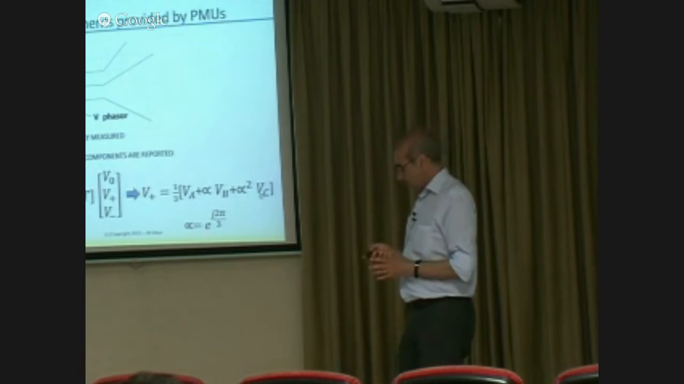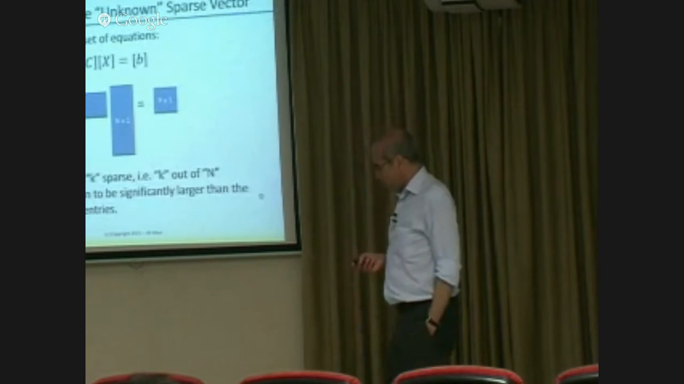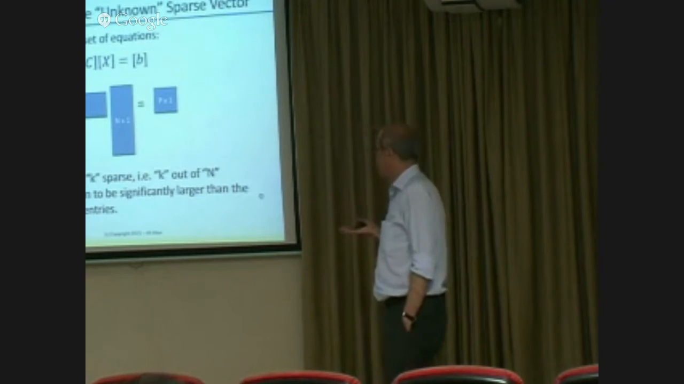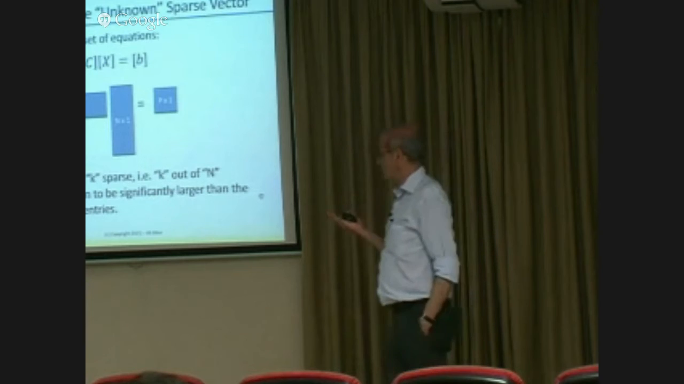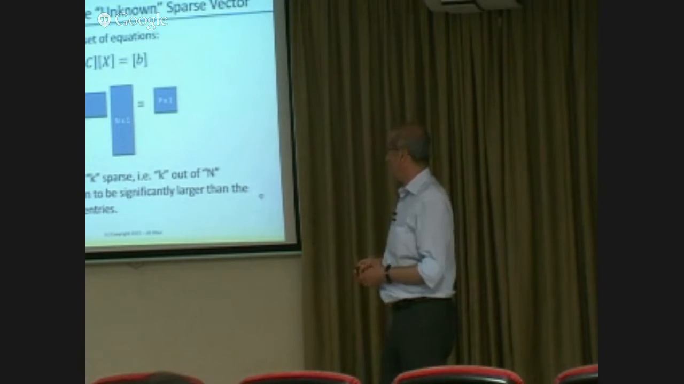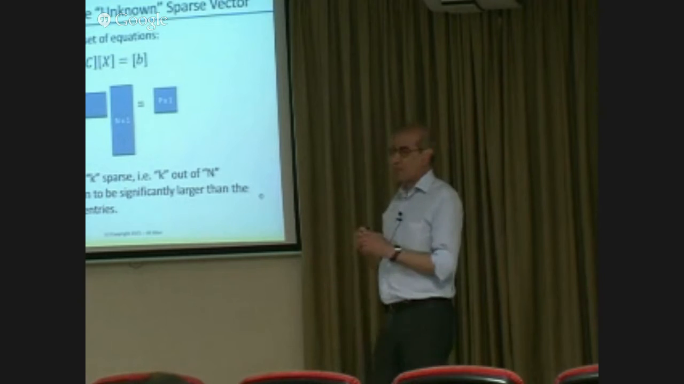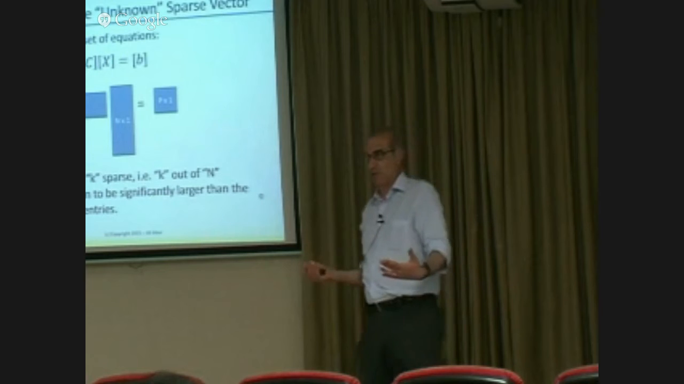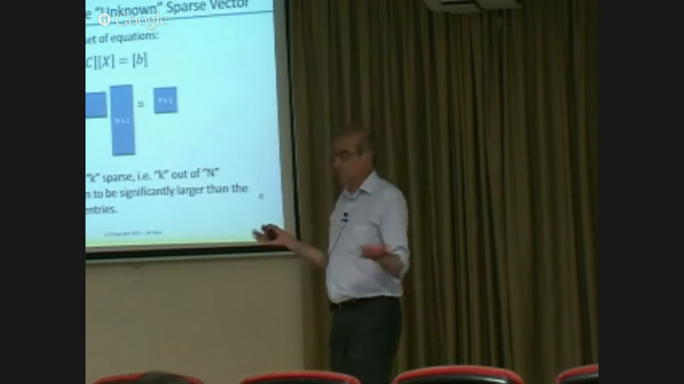So what do we do with that? Before we do that, I'd like to present this very generic problem. It's the good old problem of an underdetermined set of equations. If you have 1,000 unknowns and just 3 equations, obviously you cannot solve them, as there are infinitely many solutions.